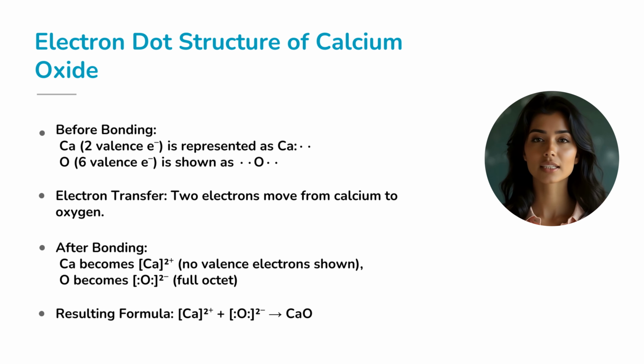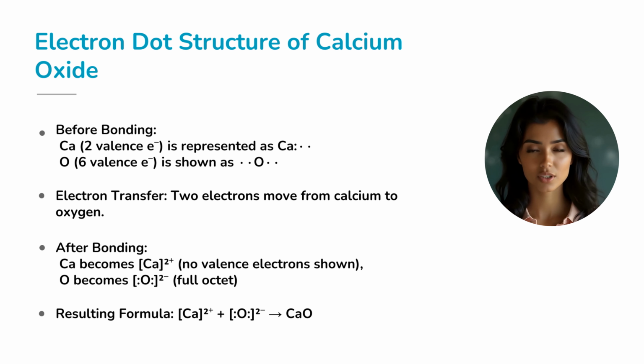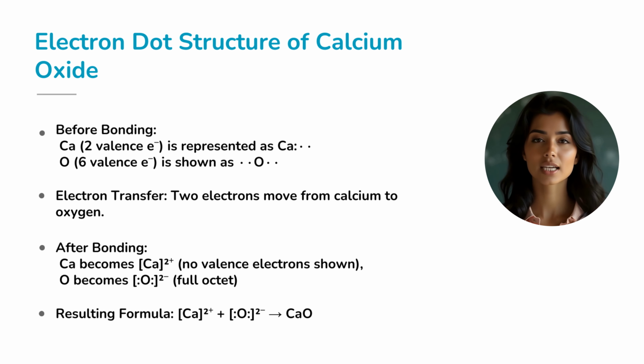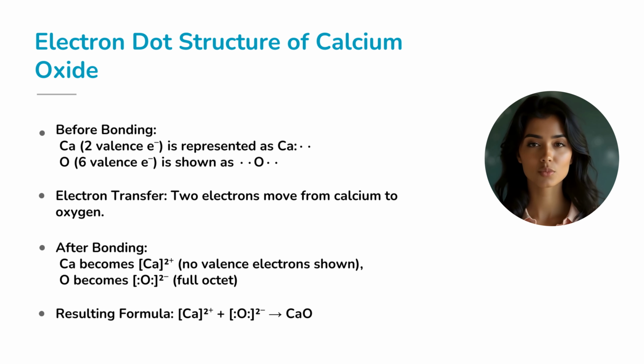Let's now represent this using Lewis electron dot structures. Before bonding, calcium is shown with 2 dots, representing its valence electrons. Oxygen has 6 valence electrons around it. When bonding occurs, calcium gives away both dots to oxygen. After the transfer, calcium becomes Ca2+, no dots, just a charge. Oxygen becomes O2-, now surrounded by a full octet.